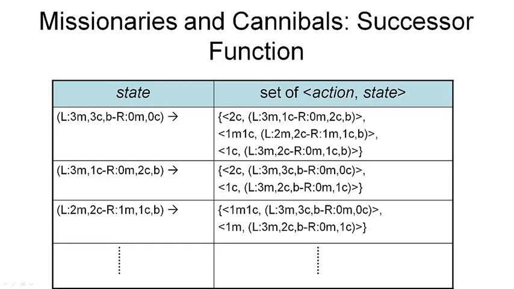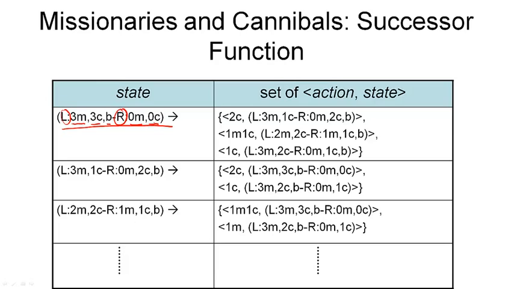So what this table does is simply enumerate all the mappings of states to sets of action-state pairs. What we have on the left-hand side is a state. So this is the initial state as defined in the problem. And I'll decipher this for you quickly. This has two components. It says what's on the left-hand side and what's on the right-hand side. On the left-hand side, we have the 3 missionaries, we have the 3 cannibals, and the boat. And on the right-hand side, we have no missionaries and no cannibals initially. So that is the initial state.